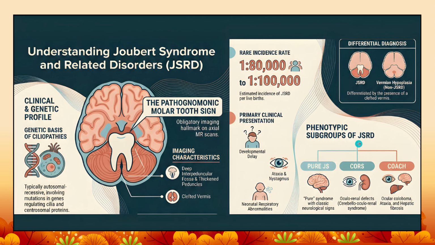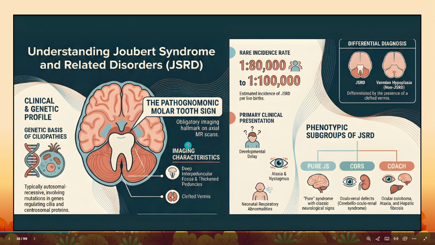The subtypes of Joubert syndrome and its related disorders are pure Joubert syndrome, COACH and Cors. In pure Joubert syndrome, there will be classical neurological signs. In Cors, in addition to the classical neurological signs, there will be ocular and renal defects. In COACH, there will be ocular coloboma, ataxia and hepatic fibrosis.